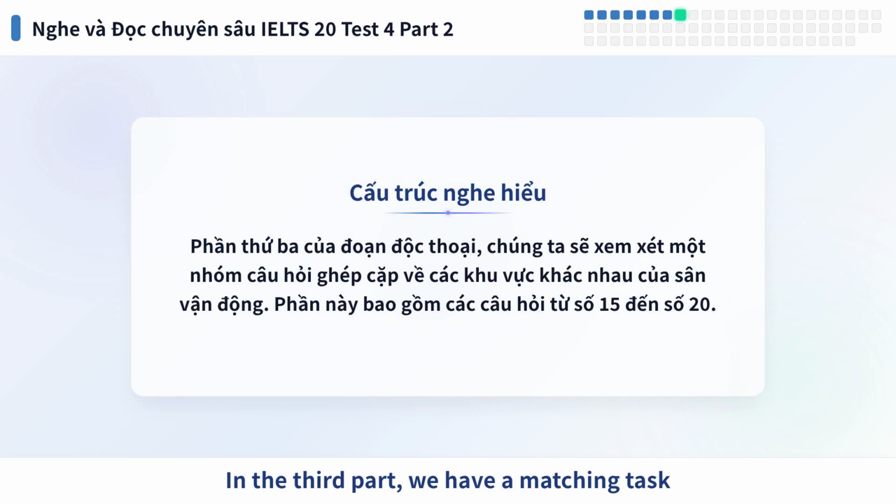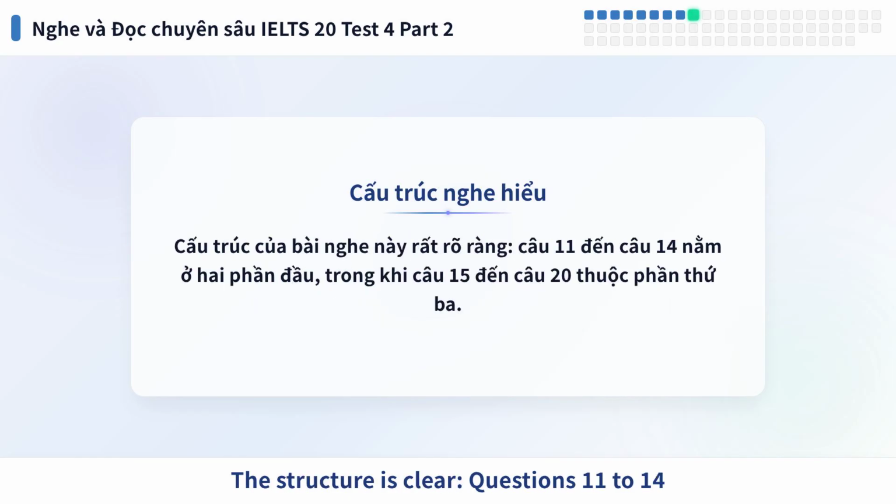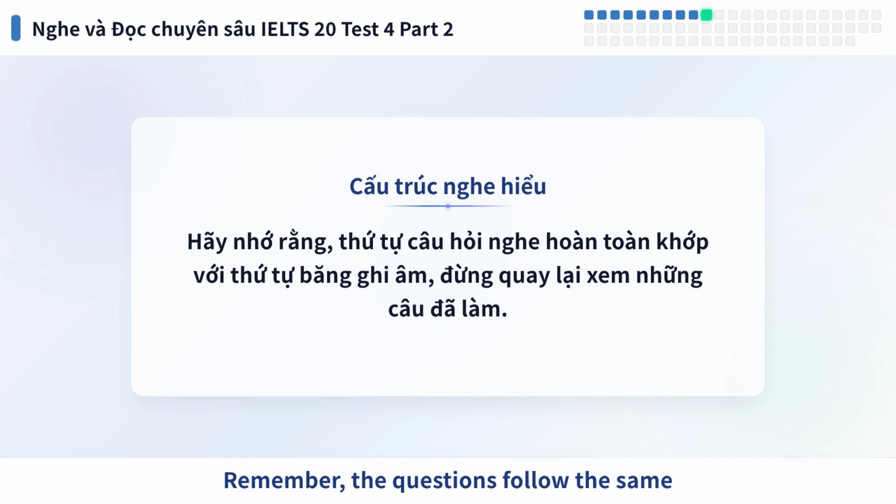In the third part, we have a matching task about different areas of the stadium. This part covers questions 15 to 20. The structure is clear. Questions 11 to 14 are in the first 2 parts, and questions 15 to 20 are in the third part. Remember, the questions follow the same order as the recording. Don't go back to questions you've already answered.